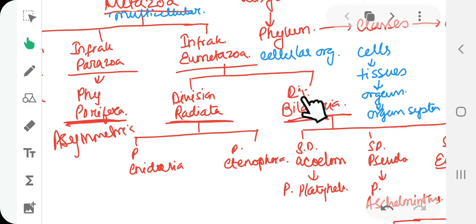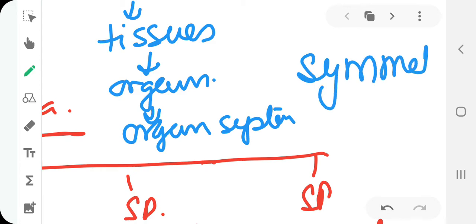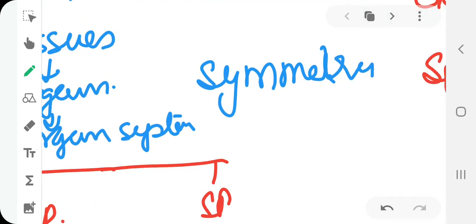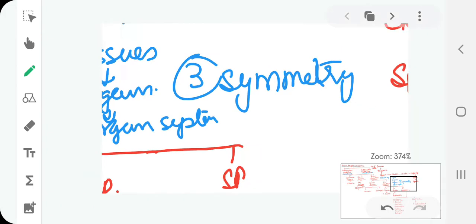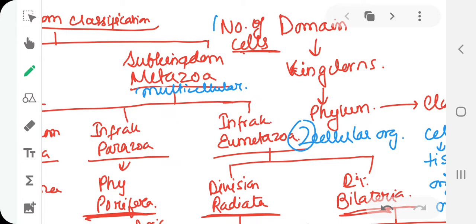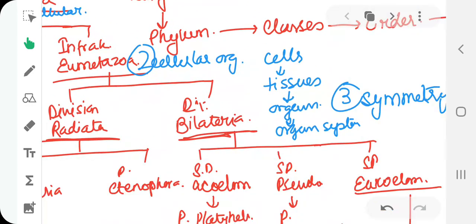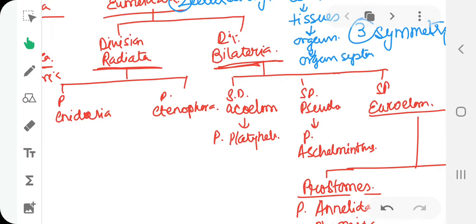Now, when these divisions are coming into the picture, what are these divisions based on? These divisions are based on another topic called the symmetry. So, this is on the symmetry. This is the third point. This is the second point. This is our first point. So, first we divided it on the number of cells, then on the cellular organization, and then we divided it on the symmetry. Let's see the next point.